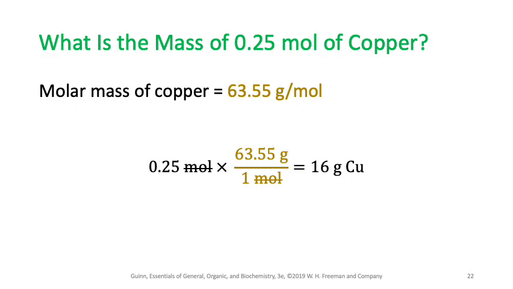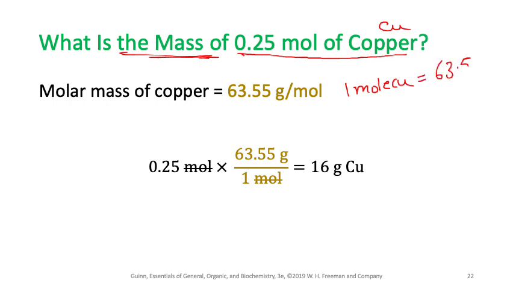Let's try to do this problem on this slide. It says, what is the mass of 0.25 moles of copper, Cu? So the question says, if I give you 0.25 moles of copper, how many grams of copper am I giving you? By definition, I know 1 mole of copper is equal to 63.55 grams of copper.